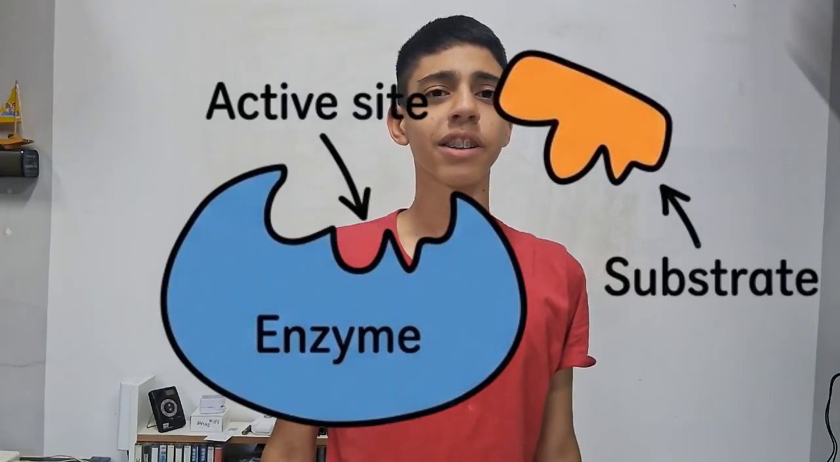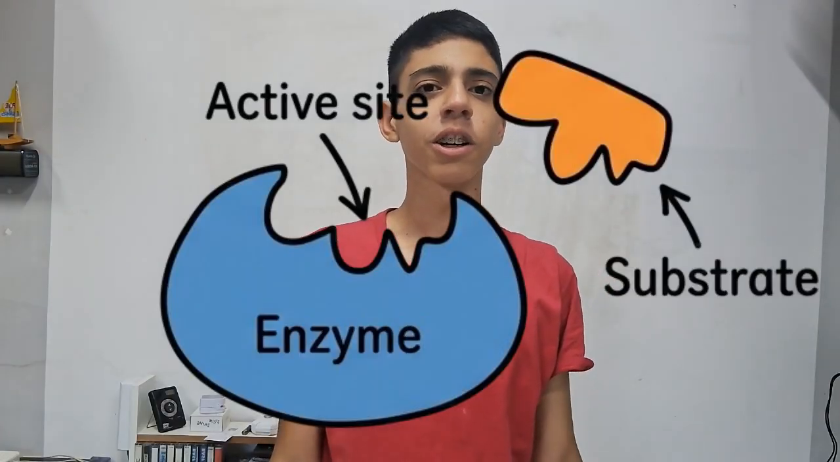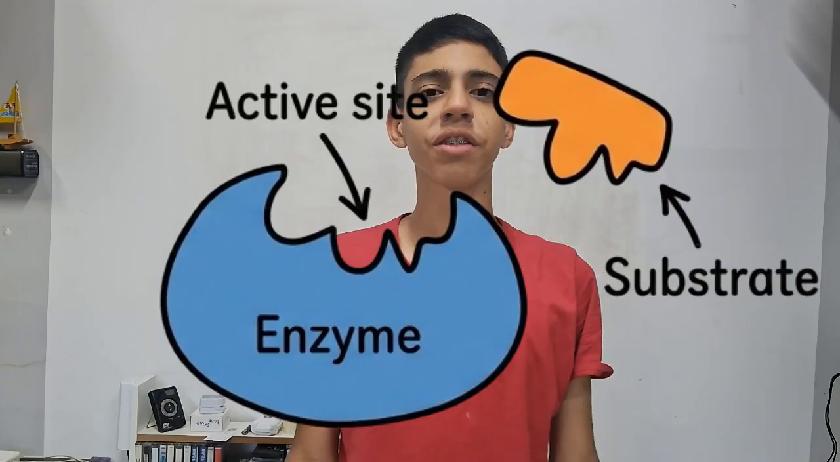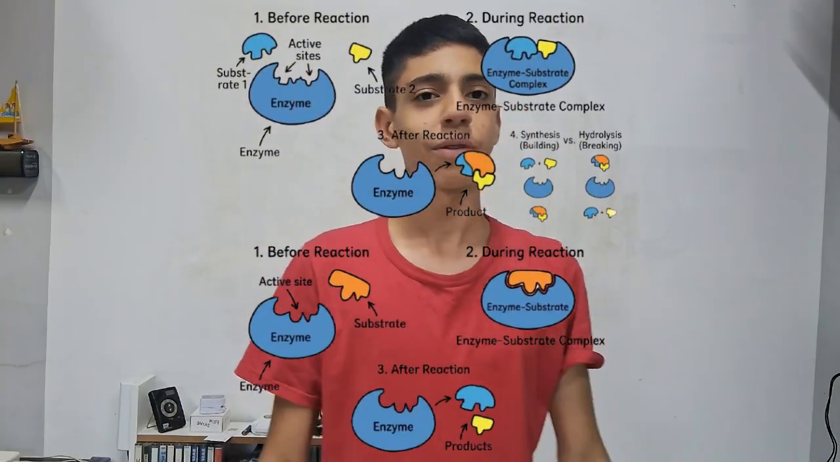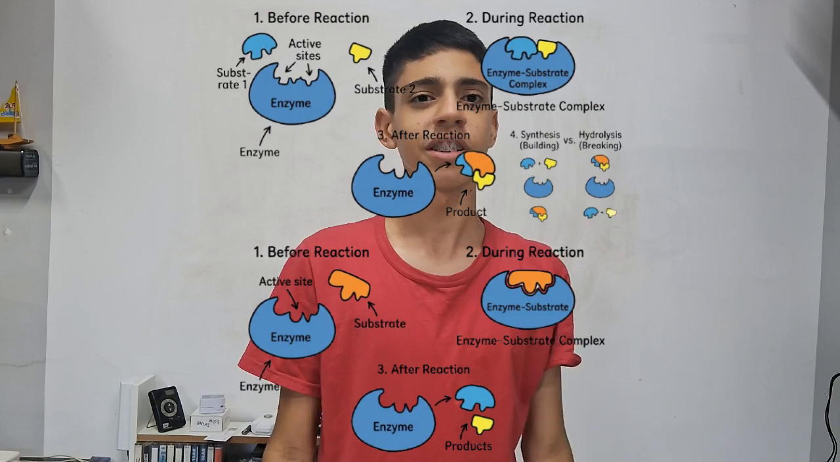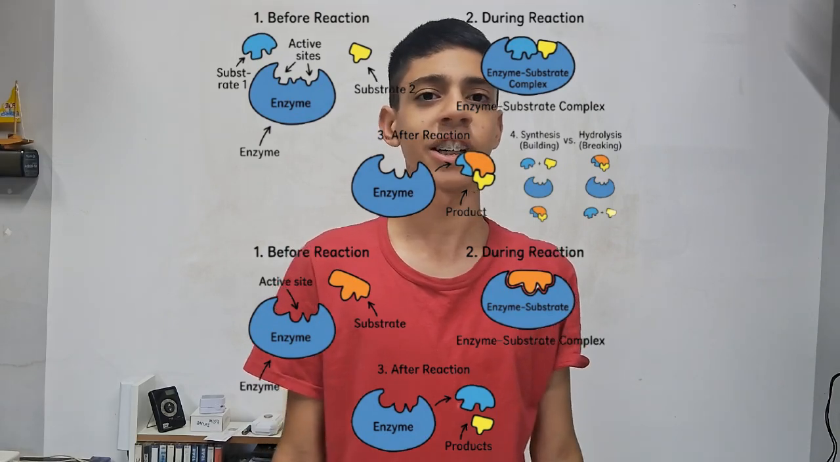Each enzyme has a specific shape, and a molecule called a substrate fits into a region called the active site. The enzyme then helps convert the substrate into a product by forming or breaking chemical bonds. After that, the product is released and the enzyme can be used again.